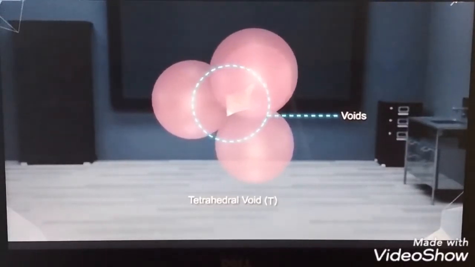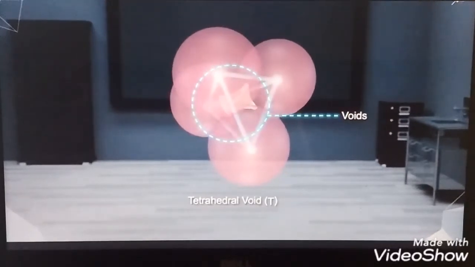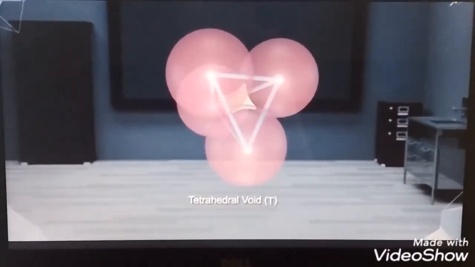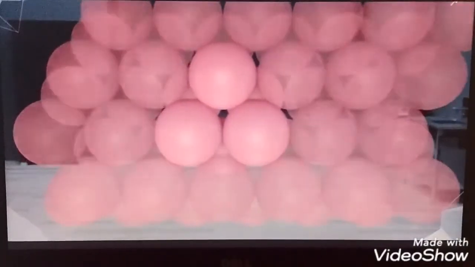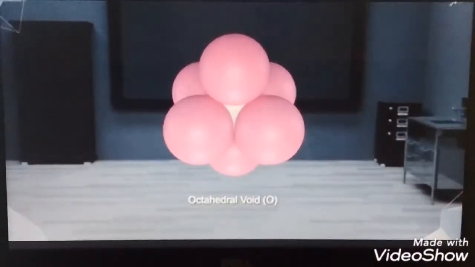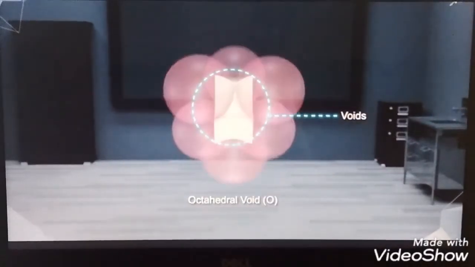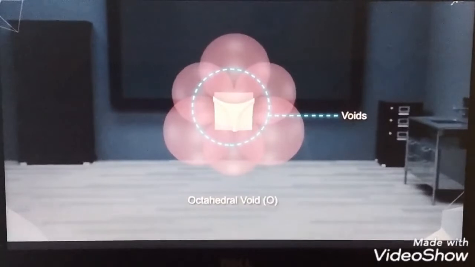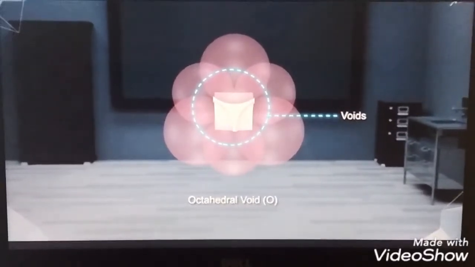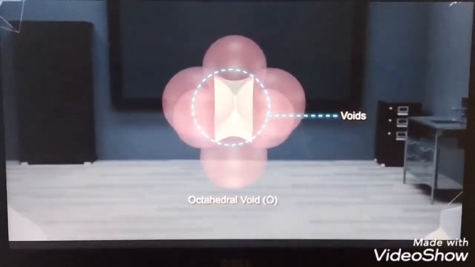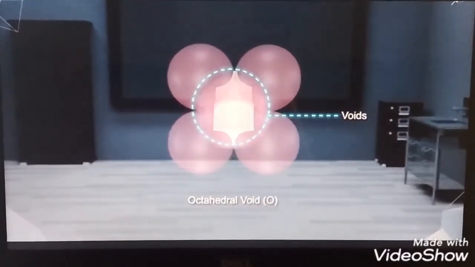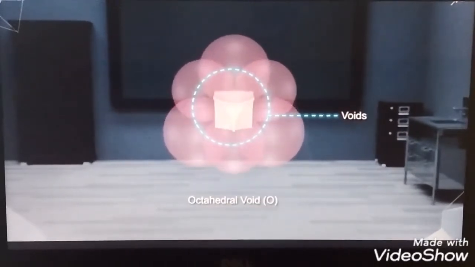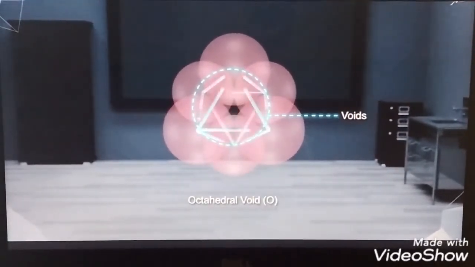Since a tetrahedron is formed by joining the centers of the four surrounding spheres, at other places we will notice the triangular voids of the first layer coincide with the triangular voids of the second layer, such that their triangular shapes do not overlap. At such places, another type of void is formed. This type of void is known as octahedral void, O. Since an octahedron is formed by joining the centers of the six surrounding spheres.